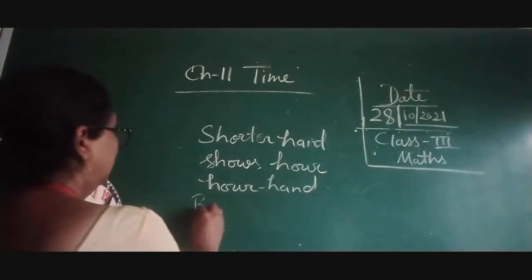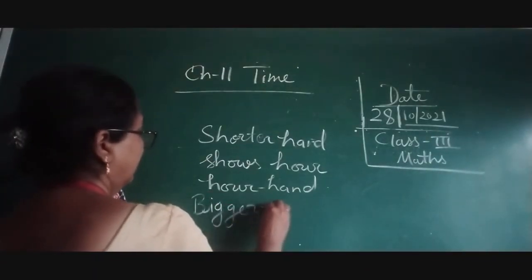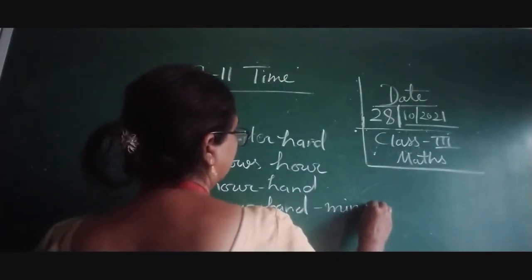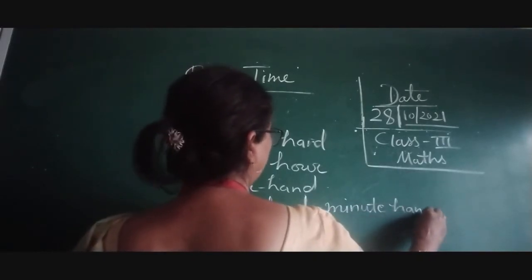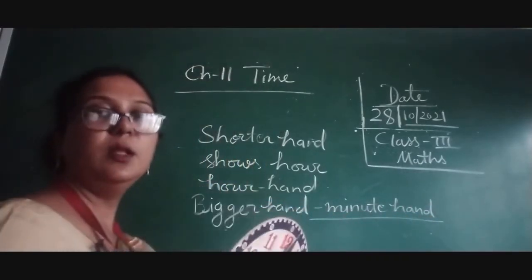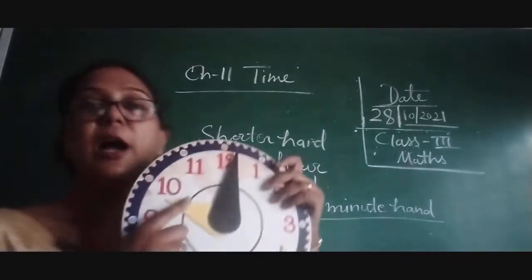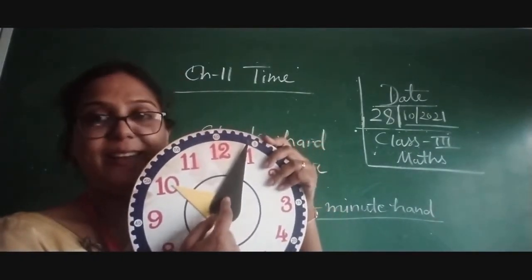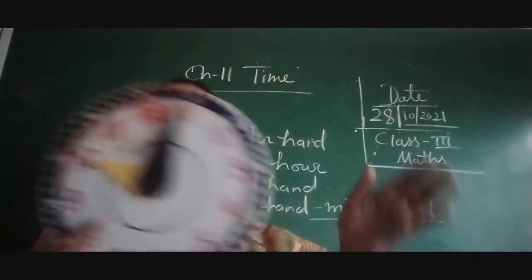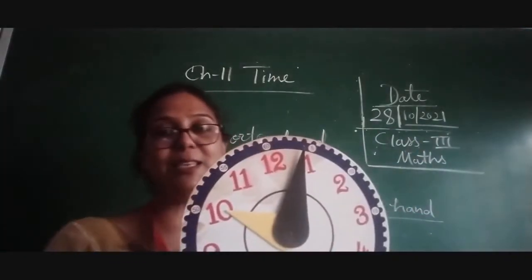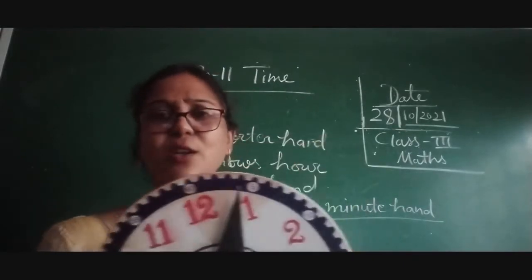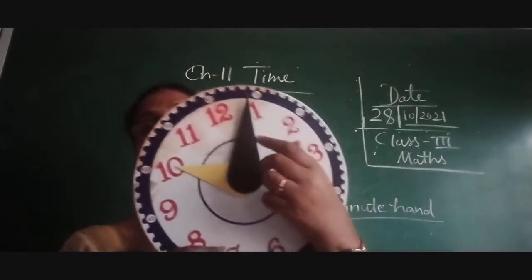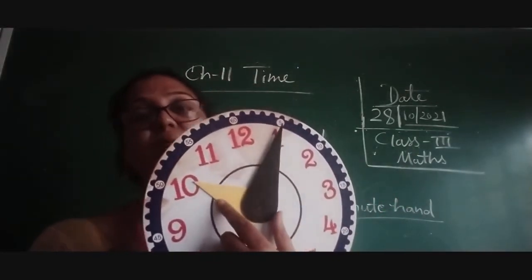The bigger hand is the minute hand. So here, children, this is the hour hand, the shorter hand, and this is the minute hand. So there are two hands of a clock. Anywhere you can see, in a wristwatch, in a wall clock, in a table clock, everywhere you can see two hands. Two hands, one is the bigger hand and one is the shorter hand.